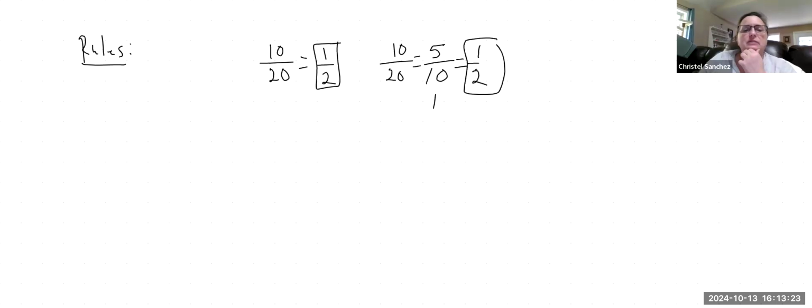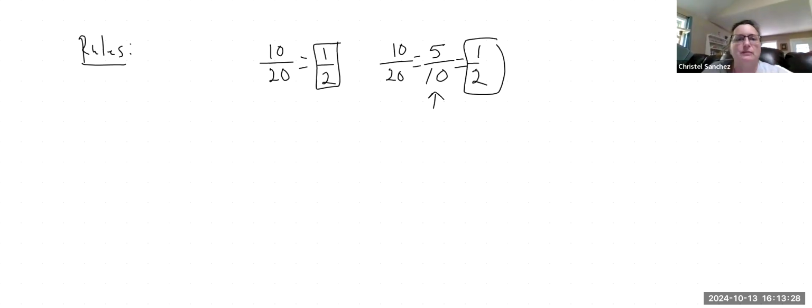Okay, so don't stress about trying to find the biggest number that goes into both of them. All right, so next, let's talk about changing from a mixed number to an improper fraction, okay?